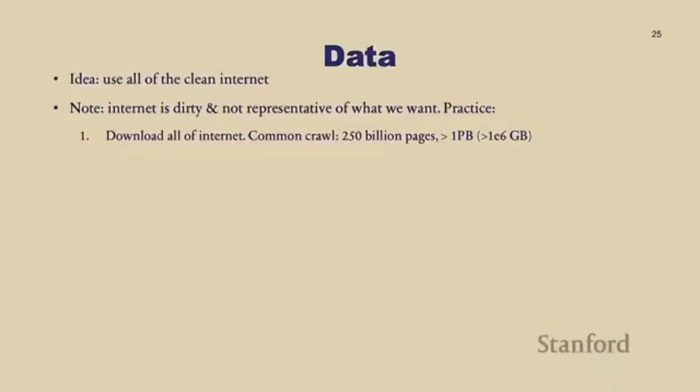People don't usually write their own web crawlers. What they do is use standard web crawlers, and Common Crawl is one of them that basically every month adds all the new websites that were added on the internet and found by Google, and puts them in a big dataset. So on Common Crawl, you have around 250 billion pages right now, so 1e6 gigabytes of data.